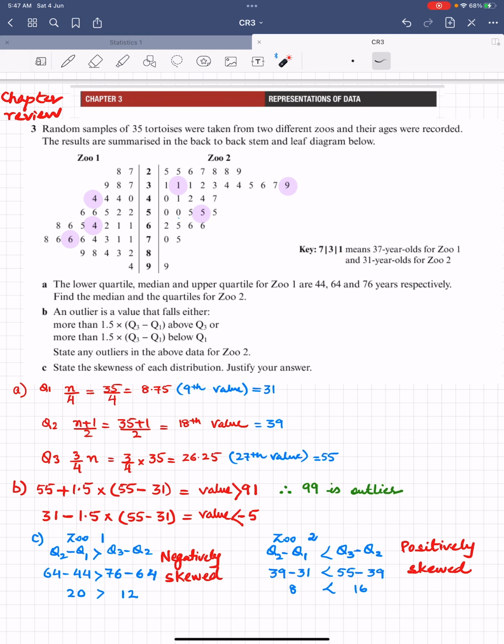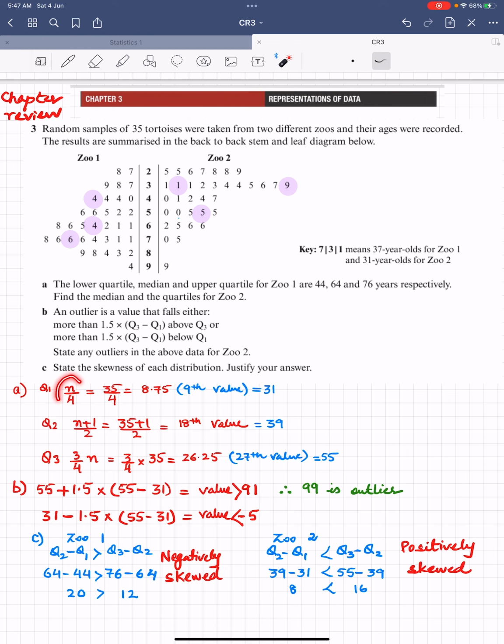So question A, the lower quartile, median and upper quartile for zoo 1 are 44, 64 and 76 respectively. Find the median and the quartiles for zoo 2. So here is our zoo 2. Let us find the median and the quartiles. Let's start with the lower quartile, Q1.